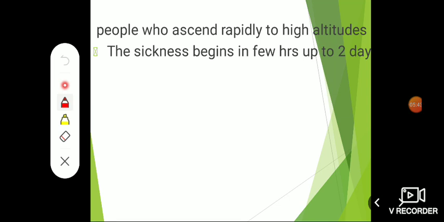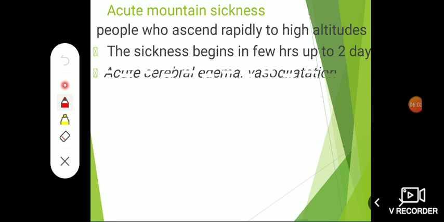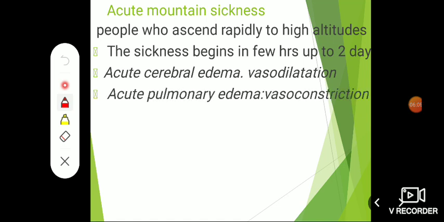People who ascend rapidly to high altitude develop sickness beginning in a few hours up to 2 days. It is called acute mountain sickness, but it is easily reversible. If you descend or immediately supply oxygen to breathe, everything gets reversed. But if it remains for some time, that can lead to a dangerous condition called acute cerebral edema due to vasodilatation, and acute pulmonary edema due to vasoconstriction.